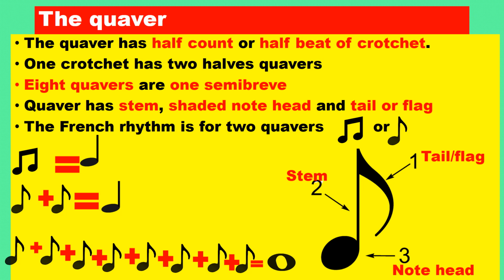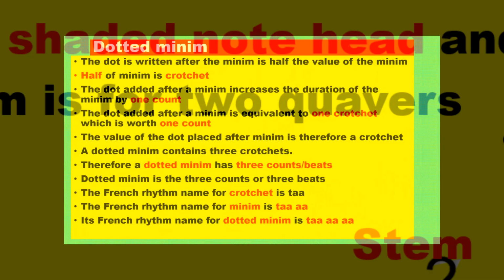So look at the parts of the quaver. It has a tail or flag. It also has a stem, and it also has a note head. Both are shaded. When you look at the flag or the tail, it is shaded. When you look at the note head, it is also shaded. This is called a quaver.